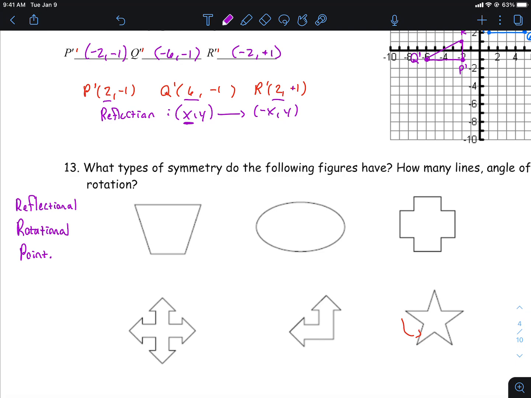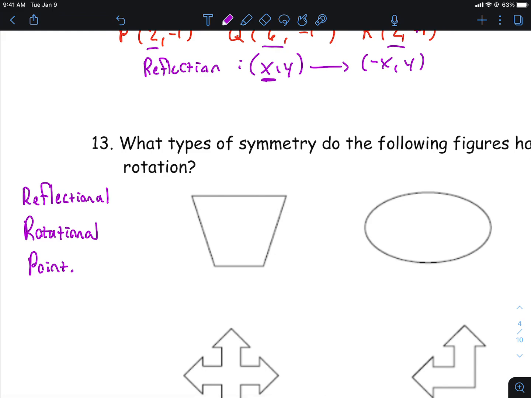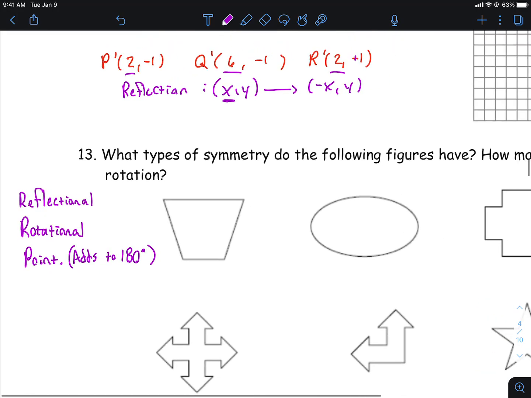Reflectional is, can you draw a line? Rotational is, can you rotate it a certain number of degrees to where everything lines back up? And then point is exactly, it's a rotational that adds to 180 degrees. And my shortcut here for this is, does it look the same when you flip it upside down?